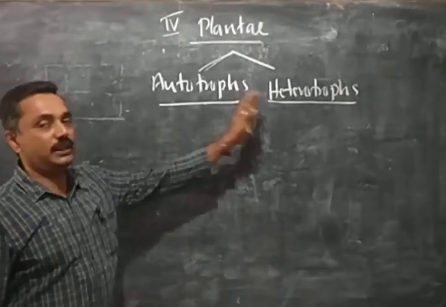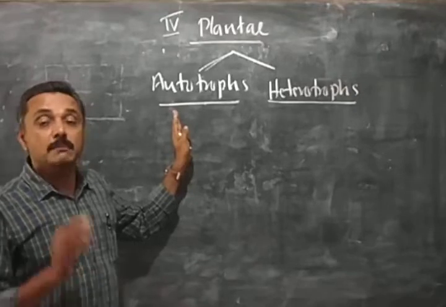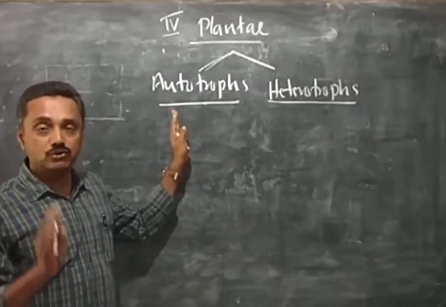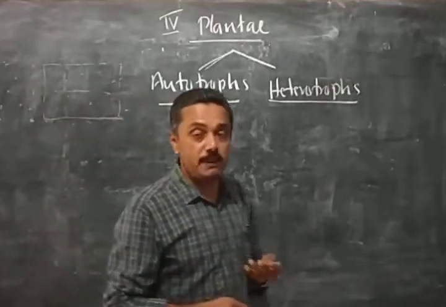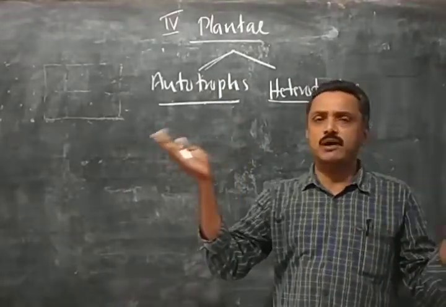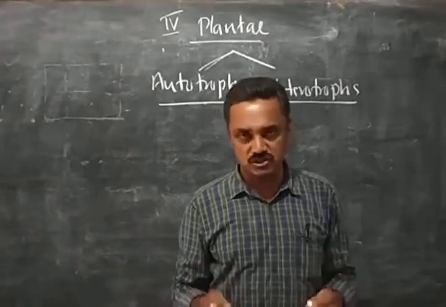So regarding nutrition, most of the plants are autotrophs. What is the meaning of autotrophs? They prepare food material by themselves, by photosynthesis, using chlorophyll and sunlight. Such plants which are able to prepare food materials are called autotrophs. We can say that all the plants in our surroundings are autotrophs. They are green in color. They prepare food by photosynthesis.